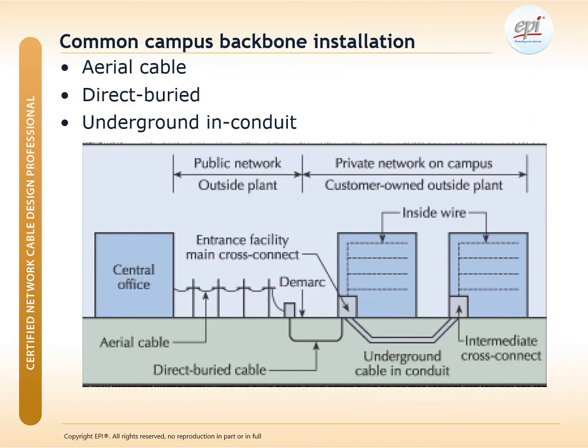This diagram shows you how the outdoor cable is commonly installed. So we have aerial cable hanging on the poles. Direct bury means that the cable needs to be able to withstand a very harsh environment by being put directly into the soil. And we have underground in conduit, which means that there are conduits or tunnels already available, so you just slide in the outdoor cable.